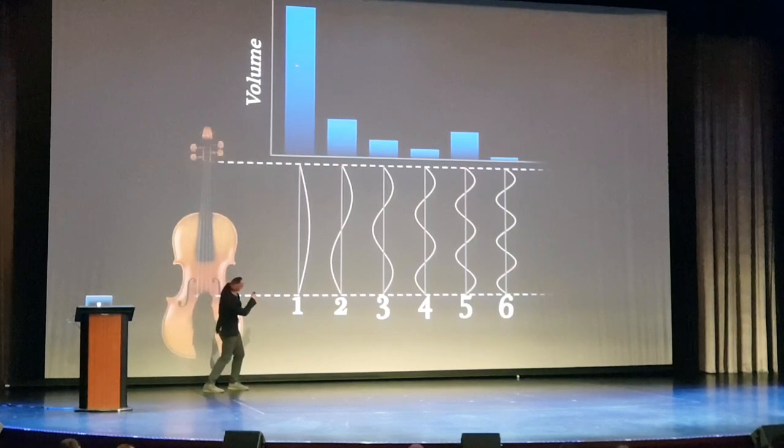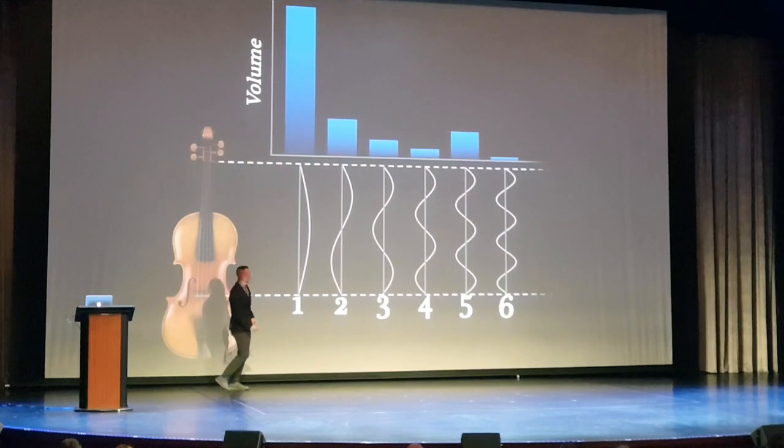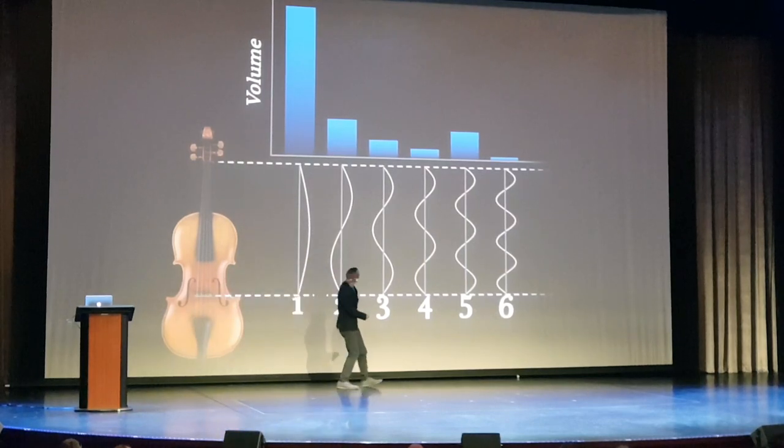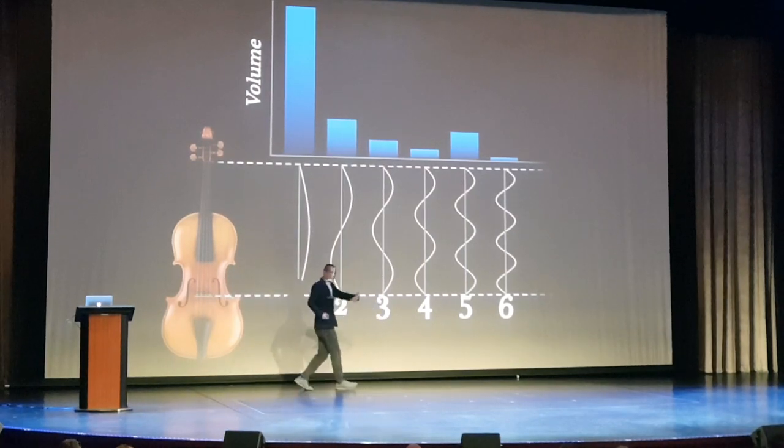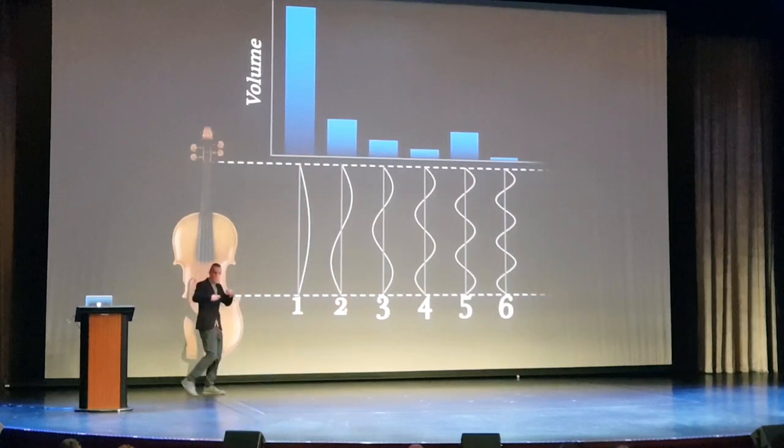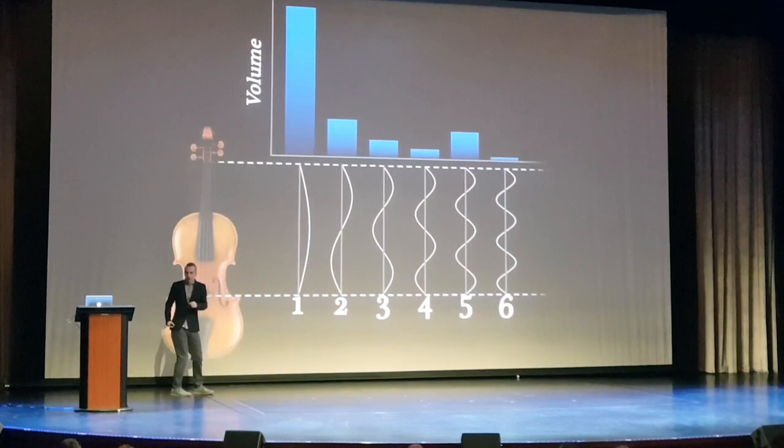So we need most of this one, a bit of this one, and then, hey, what's this one, the fifth harmonic? We need a bit more of the fifth harmonic than the fourth and the sixth. And when we play back those harmonics with the right mixture, it sounds a bit more like a violin.